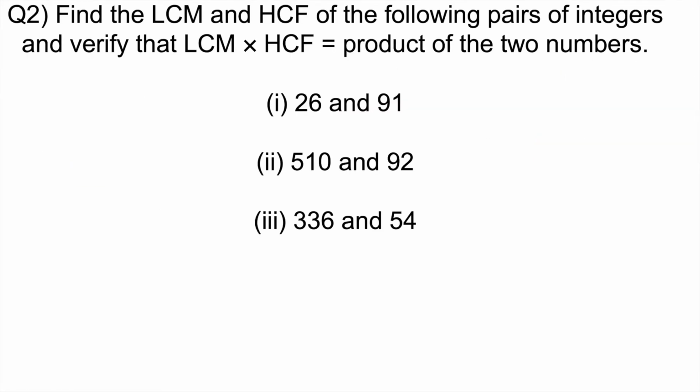This is the second question of exercise 1.2. Find the LCM and HCF of the following pairs of integers and verify that LCM into HCF is equal to the product of the two numbers. So we have to find out the LCM and HCF separately and verify with the formula that the product of LCM and HCF of these numbers is equal to the product of the two numbers. So first we are taking 26 and 91.